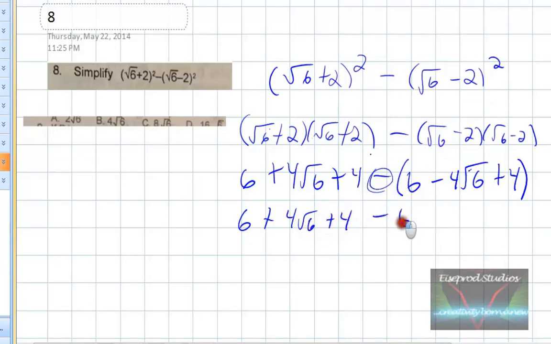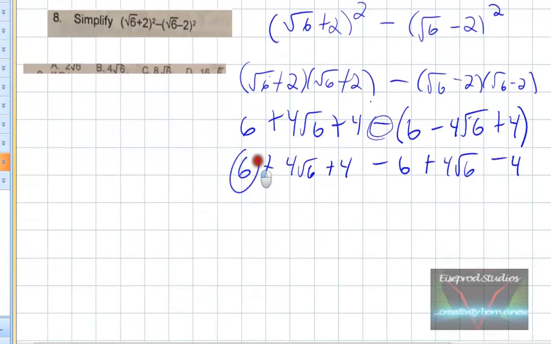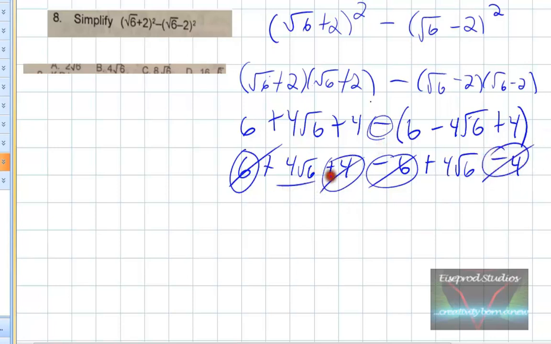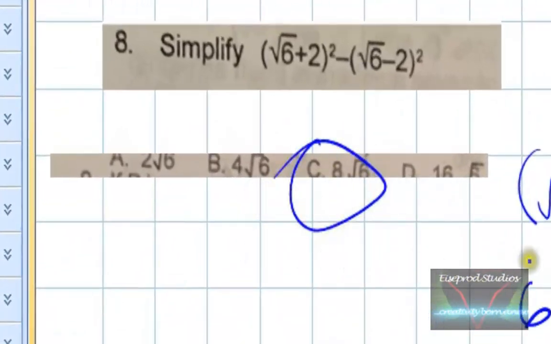So now it'll be minus 6 plus 4 times the square root of 6 minus 4. So you'll notice that this 6 and this negative 6 will cancel each other out, and this 4 and this negative 4 will cancel each other out. And you're left with these two, which will add up to 8 root 6, which would be your answer C. It got cut off a little bit, but that would be your answer.